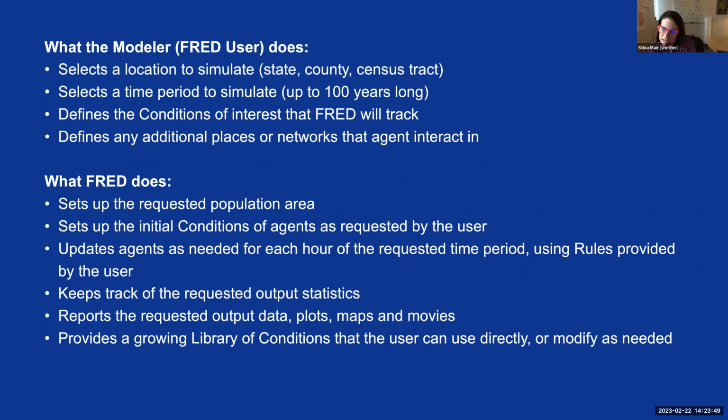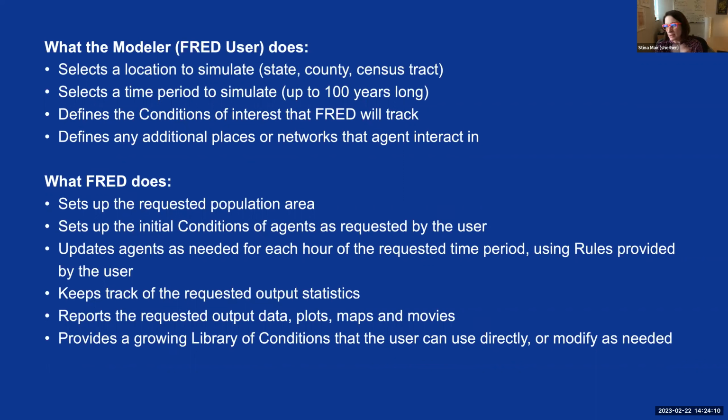You can add in places to the model. You can add in sort of routine activities, commuting patterns, et cetera. And then Fred will set up your population, set up the initial conditions, update your agents. The time steps are 1 hour as they move forward in time. Keep track of what you're interested in, and then report your data, plots, maps, and movies.